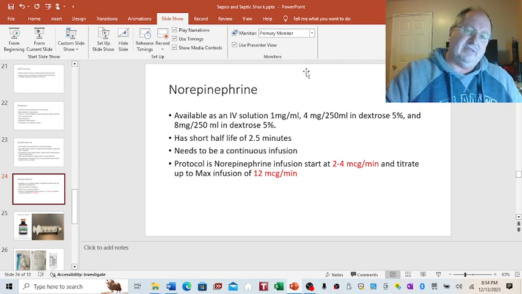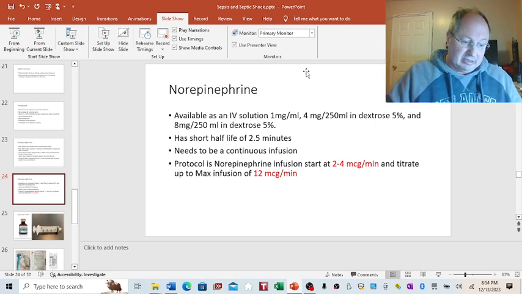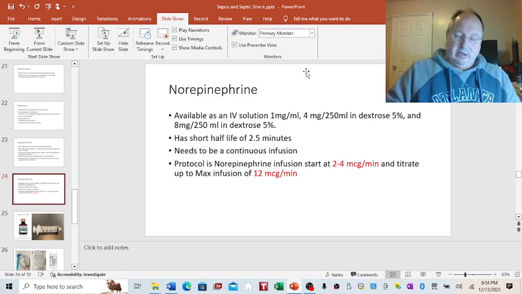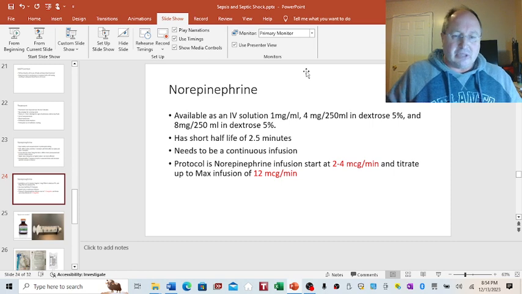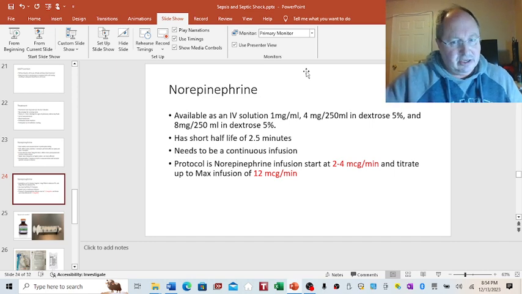The half-life of it is like 2.5 minutes. So, if I start somebody and their blood pressure skyrockets right away, you back that down, or if you stop it, within a few minutes, it's going to start coming back down. So you just got to continue to monitor that because it's a continuous infusion.